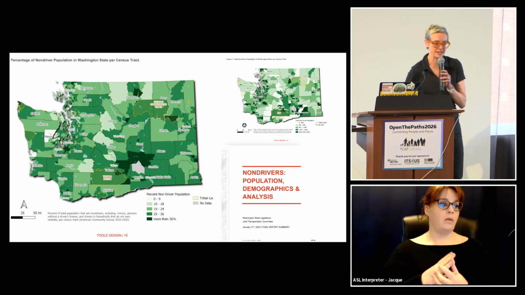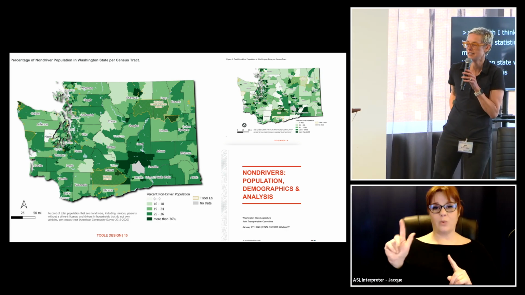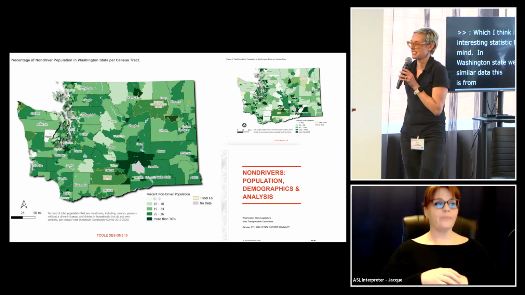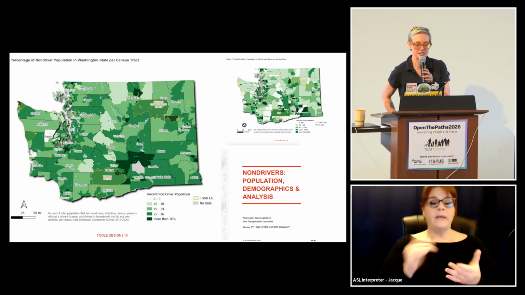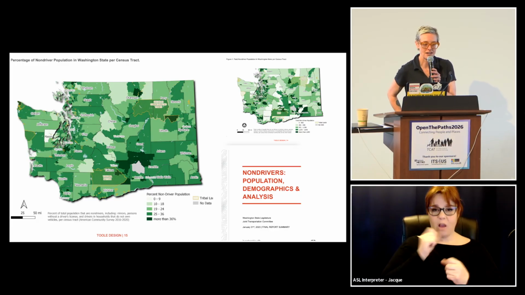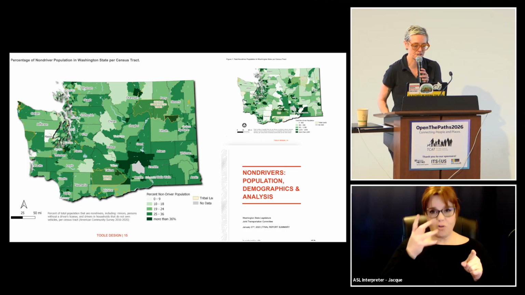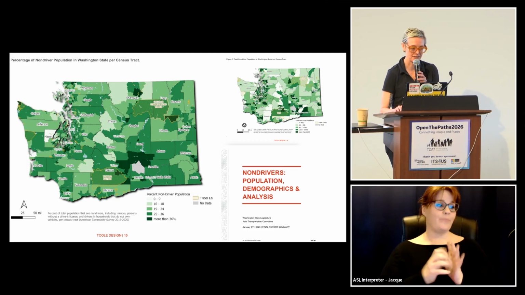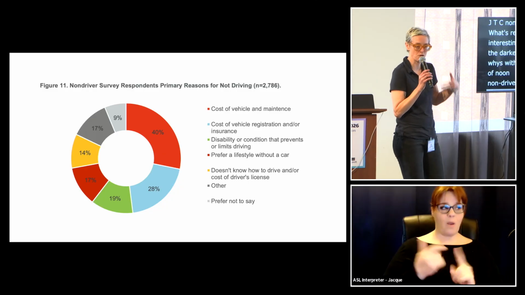In Washington State, we have similar data. This is from 2023, from the non-driver study done by the JTC. You can get this by Googling JTC non-drivers study. Again, what's really interesting to notice is that some of the darker areas with higher percentages of non-driver populations are our rural areas, our agricultural areas, and our tribal areas of the state. So just noticing that.